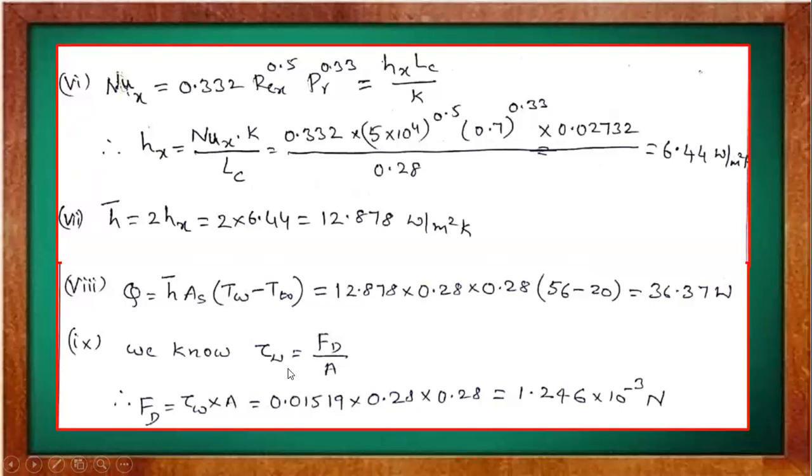Next, we know that tau W, that is the wall shear stress, is given by FD, drag force, by area. So FD, the drag force, is calculated by using this formula: FD equals shear stress multiplied by the area. Shear stress is obtained in the previous slide. So substitute that, multiply by the area, 0.28 into 0.28, and you will get the drag force.